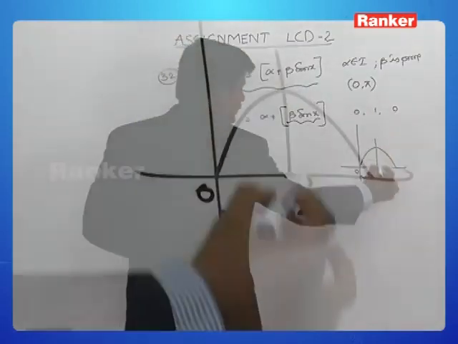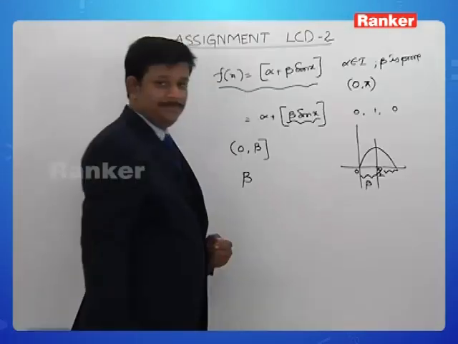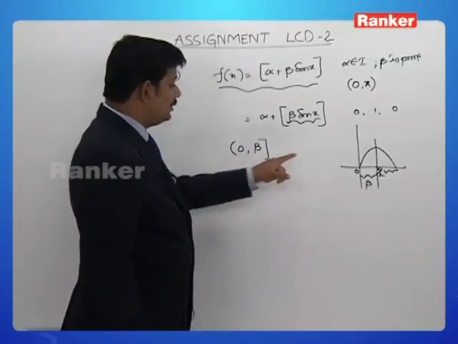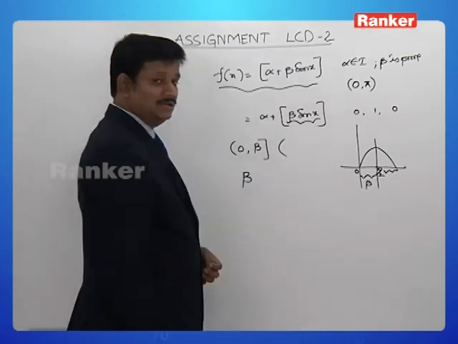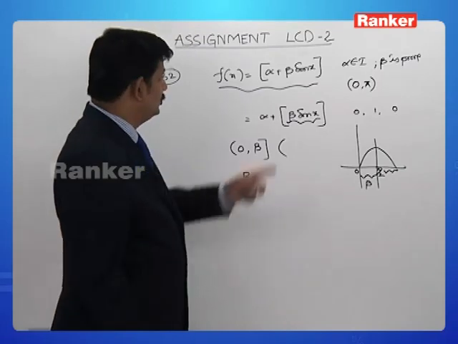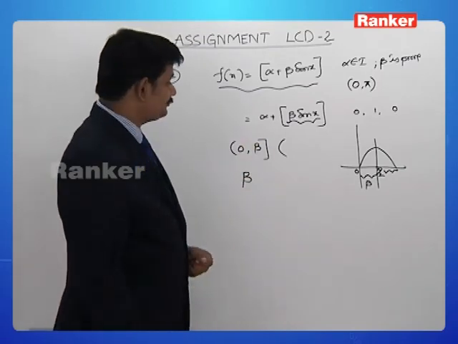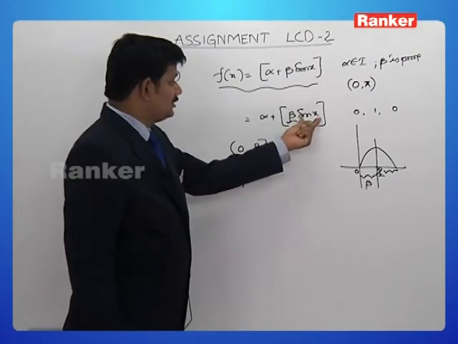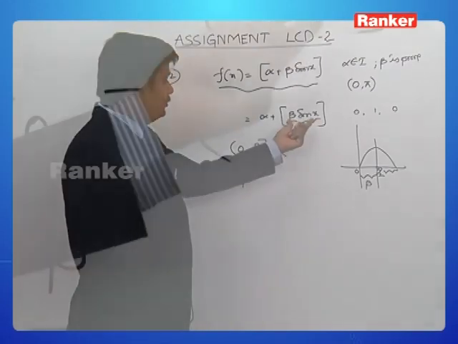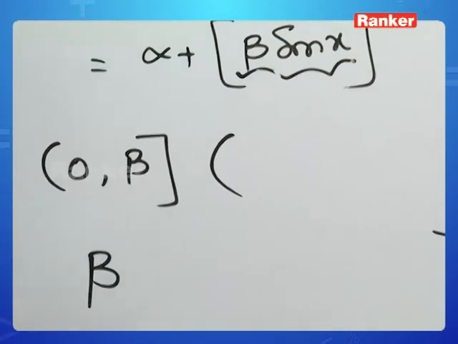Now let us investigate from pi by 2 to pi. Because pi by 2 is already included in the discussion, let me start my discussion from the open interval pi by 2 to pi. Sin x is taking all values from 1 to 0, so beta sin x will take all values from beta to 0.